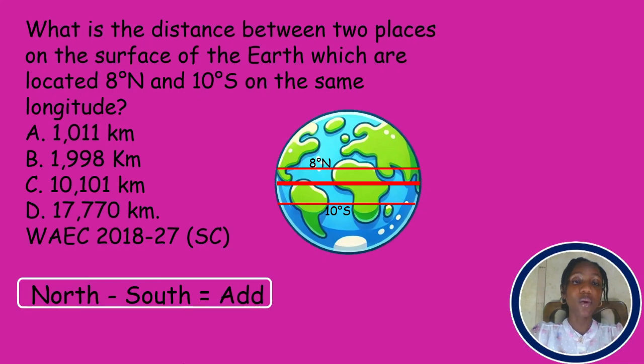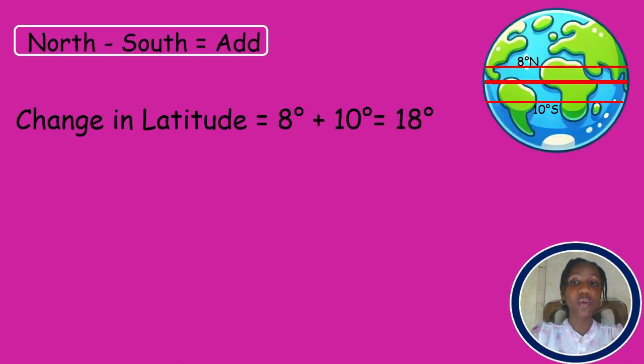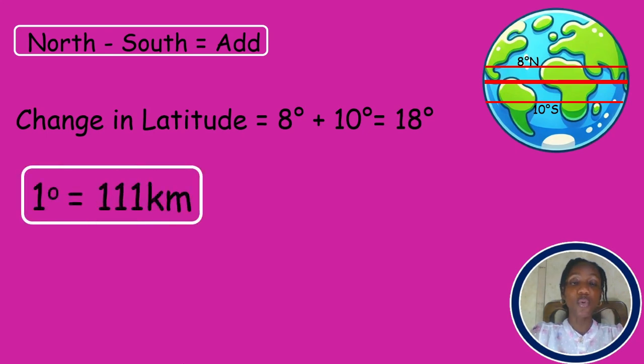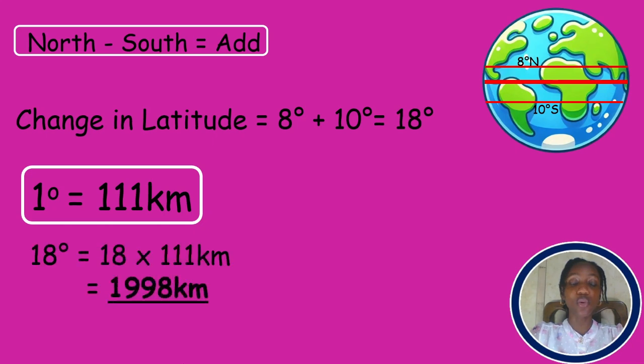Add. Now let's calculate. So now that we know the distance between the two places is 18, after adding them together, we recall that options are in kilometers. So we need to convert these degrees that we have here to kilometers. And the formula you should never forget for latitude is 1 degree is equal to 111 kilometers. So therefore, 18 is going to equal this. And so our final answer, the distance between the two places is 1,998 kilometers, which is option B.